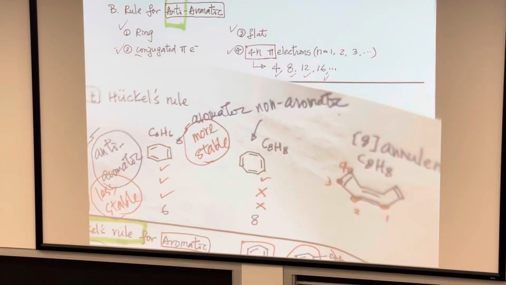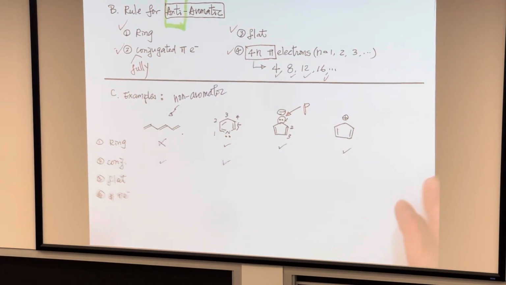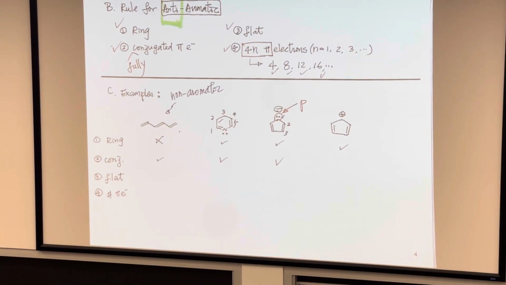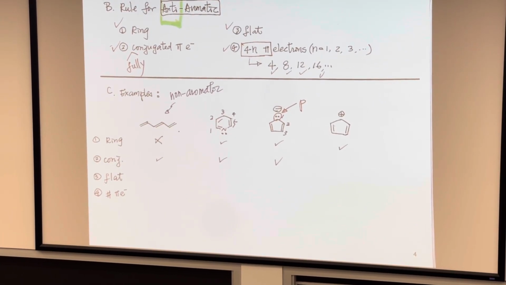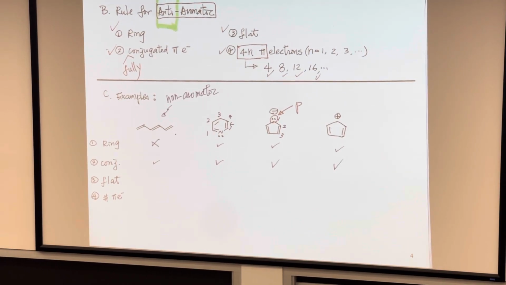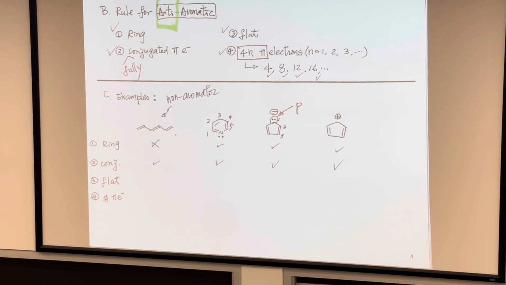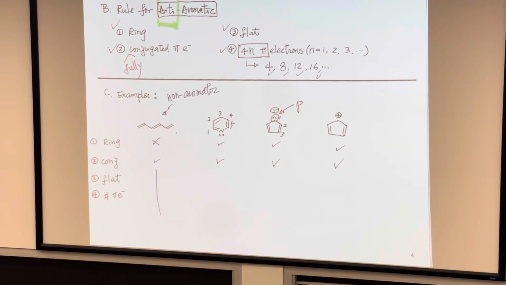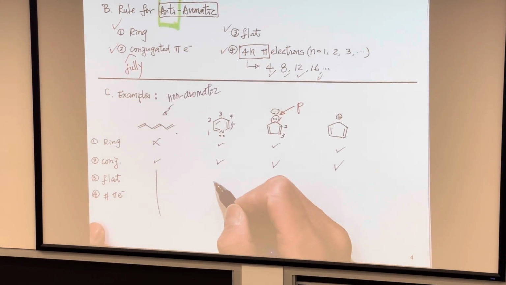So let's go back to the current slide here. Okay, so this one is okay. We can use the p orbital to talk to carbon 2, carbon 3. So this one here is the conjugation. Flat, we don't have to worry about that, right? That's non-aromatic already. So how about molecule number 2?